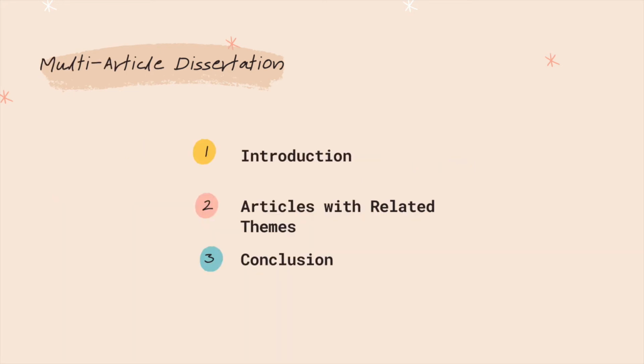The multi-article dissertation contains 3 main sections. The first section is the introduction, where it introduces the research topic as a whole, similar to the traditional dissertation. And then there's the article section, which combines the literature review, methods, results, discussion, and conclusion sections. And then finally, the third section is the conclusion, which is similar to the traditional dissertation, where the major findings of all the articles come together, and it's explained how the findings impact the current literature and their collective implications.